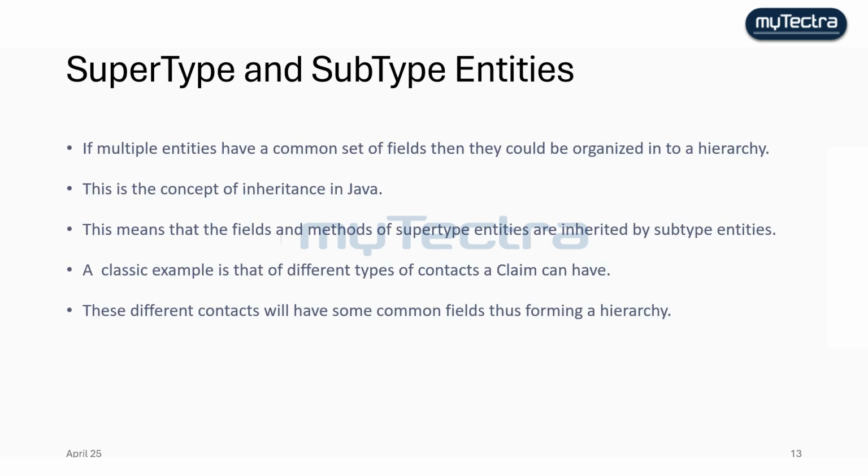I cannot go and enter a law adjudicator ID for a doctor. I should not be allowed to enter that. So how do we do that? This is supertype and subtype.